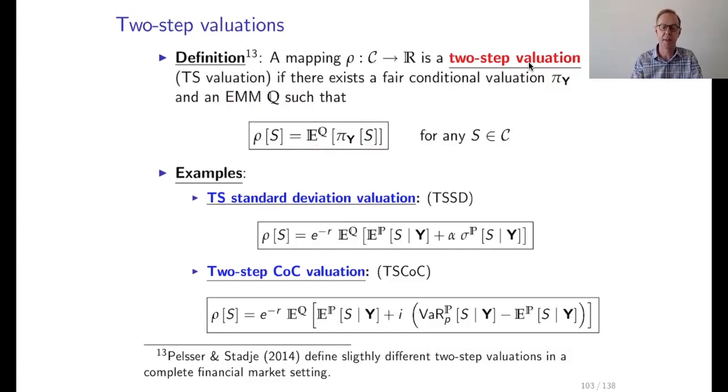You could ask yourself, where is the discounting factor? Well, the discounting factor is in fact in the pi y, because pi y is a conditional valuation at time zero. So the discounting is already occurring here.